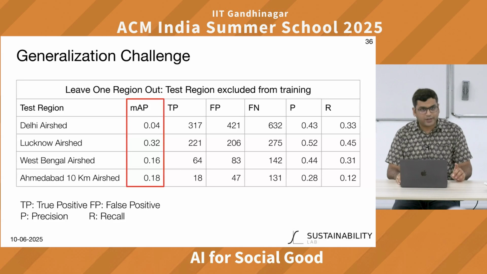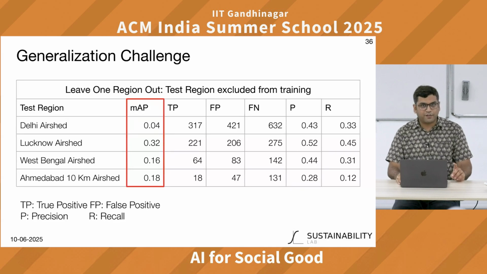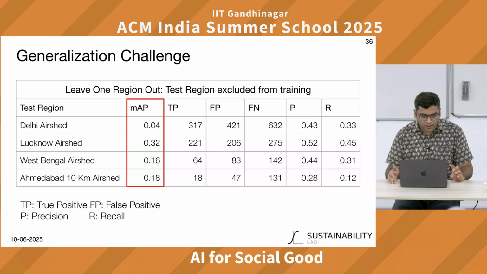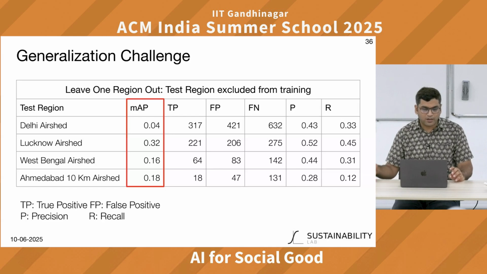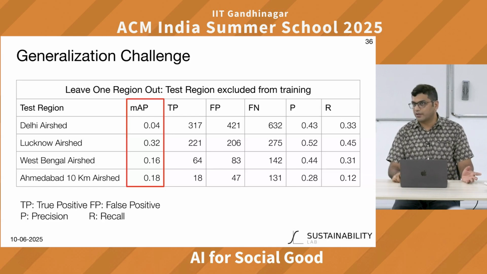And importantly, we also failed when we looked at training and testing on 2 different regions. If you trained your model, let's say on Delhi and tested on Lucknow or on West Bengal, the accuracies were very poor. Why?